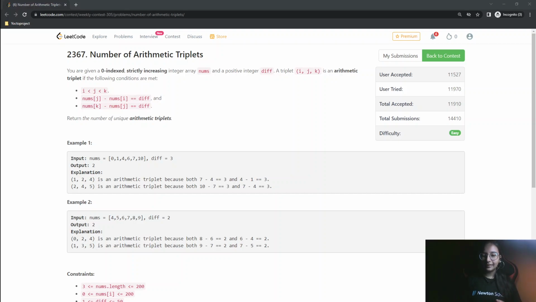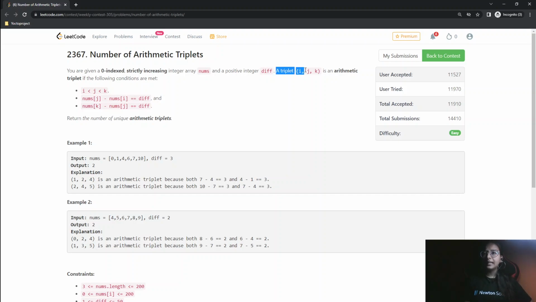So let's get started. Here you are given a zero-indexed, strictly increasing integer array. Strictly increasing simply means that there are no duplicates, and it is zero-indexed and increasing in nature, so that simply means that all the elements present in that array are already sorted in ascending order. And then a positive integer diff is given to us. Difference is always a positive integer.